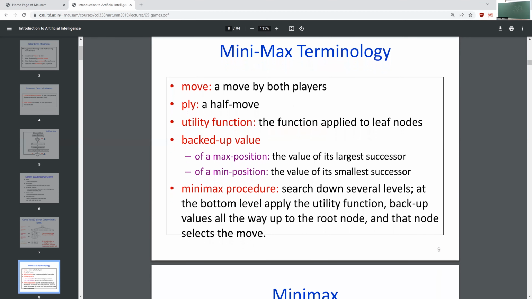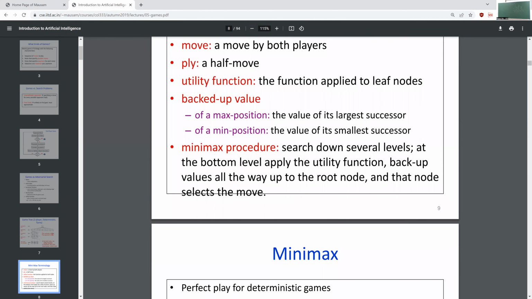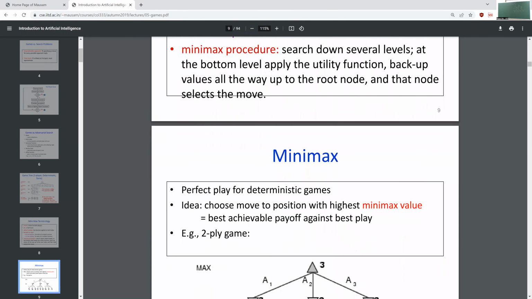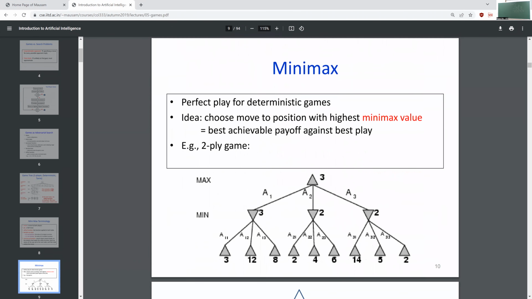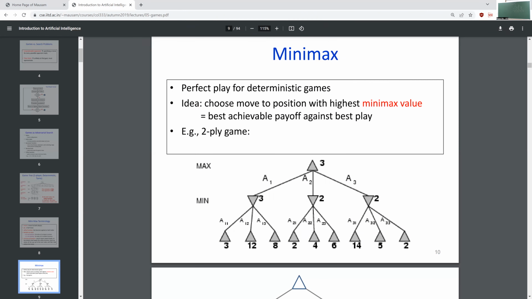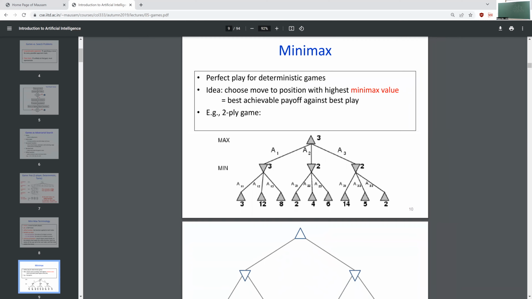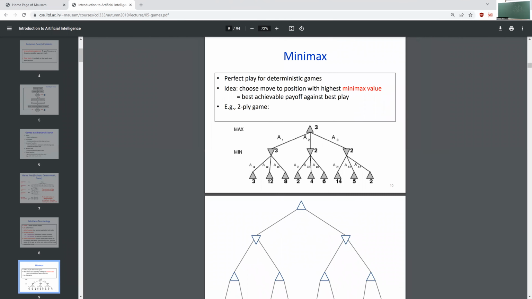Okay, we have referred to what a utility function is. Backed up value, just hold on for a moment. It will be clear with an example. What is a minimax procedure? I think it will be better if we proceed to this figure and understand this algorithm, which is called the minimax algorithm. And this is an algorithm which is going to give us this winning strategy for a given game. Okay, the figure is a little hazy, but I think we can read it. Maybe if I can make it small.